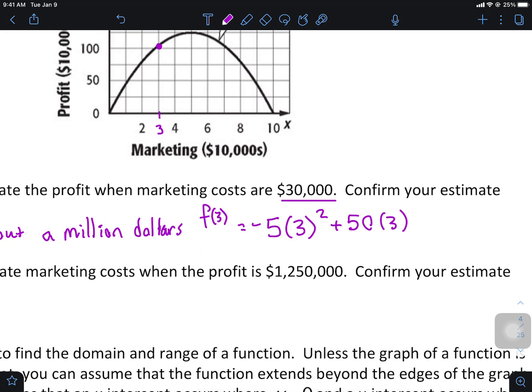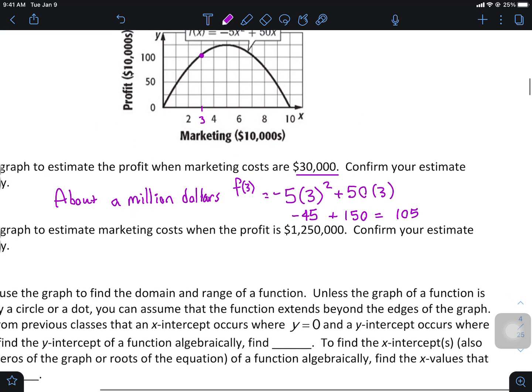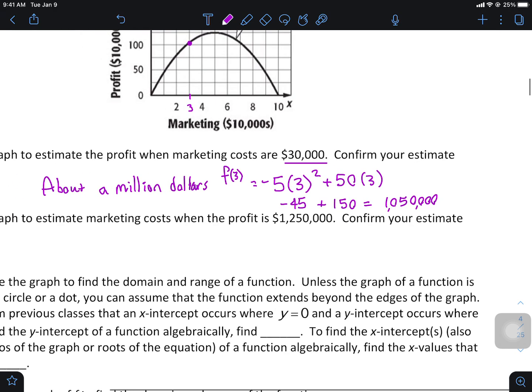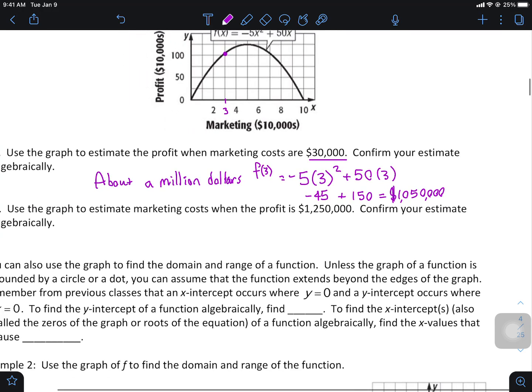3 squared is 9, and 9 times 5 is negative 45. Then 50 times 3 is 150, so that comes out to 105. Remember, that's in 10,000s, so we need to add 4 zeros, 1, 2, 3, 4. And that is indeed just about $1 million. So that's how you can check algebraically.